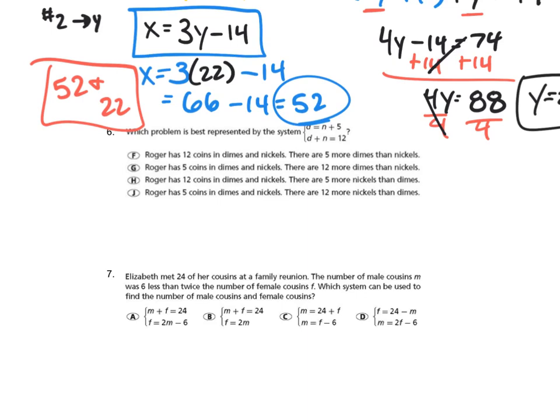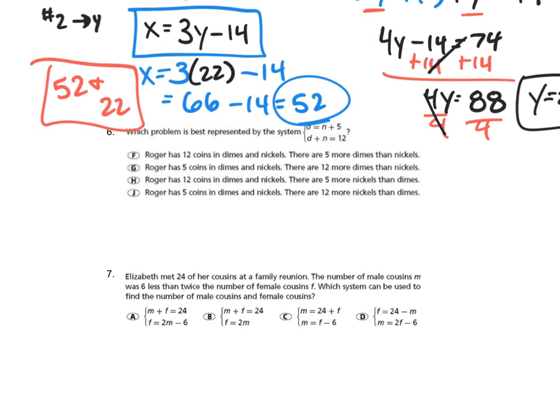Well, I read the answer choices, and that's what they all talk about. Option F says that Roger has 12 coins in dimes and nickels, and there are 5 more dimes than there are nickels. G says Roger has 5 coins in dimes and nickels, and there are 12 more dimes than nickels. H, Roger has 12 coins in dimes and nickels. There are 5 more nickels than there are dimes.